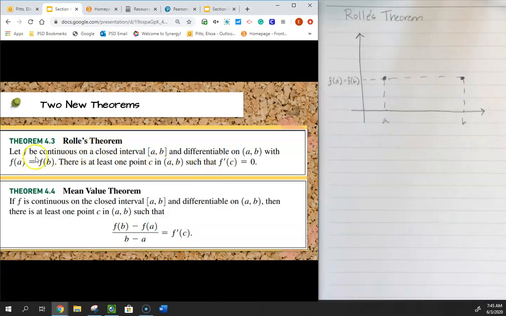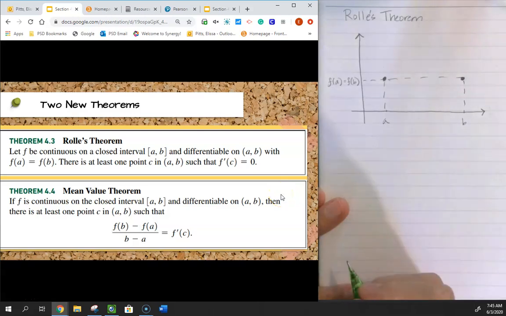So Rolle's theorem says, let f be continuous on a closed interval [a, b] and differentiable on the open interval (a, b) with f(a) equal to f(b). So these are the conditions that have to be met for us to use Rolle's theorem. So let's look at what that means.